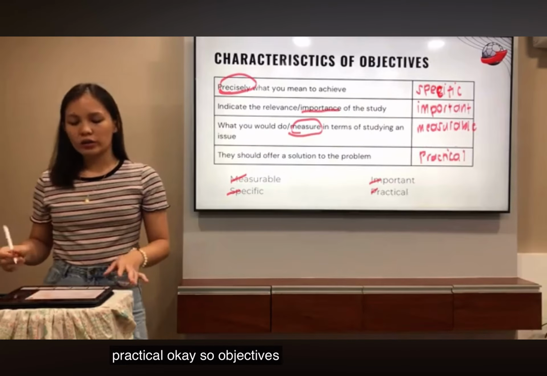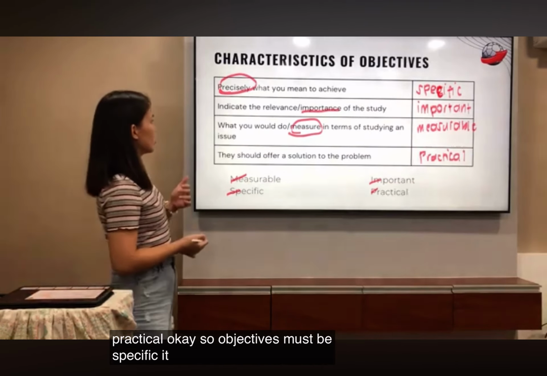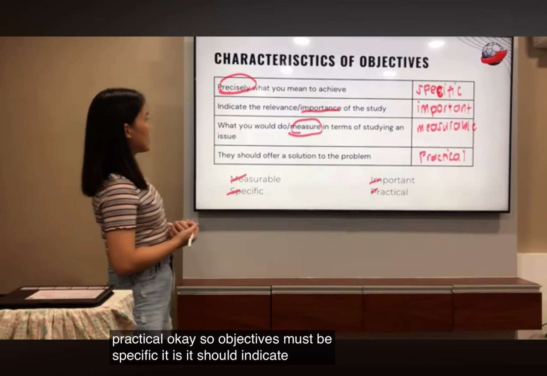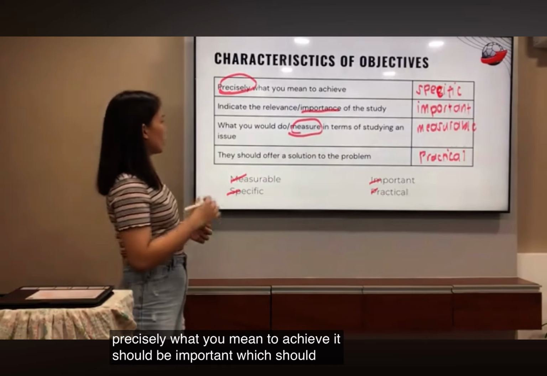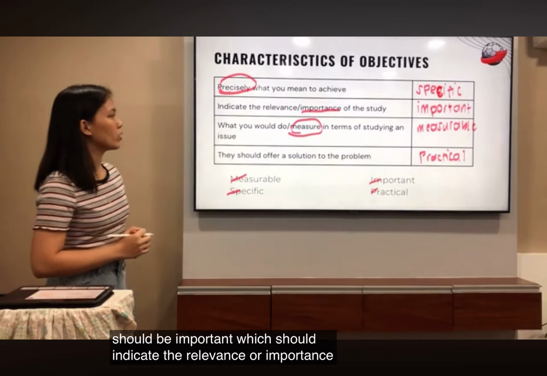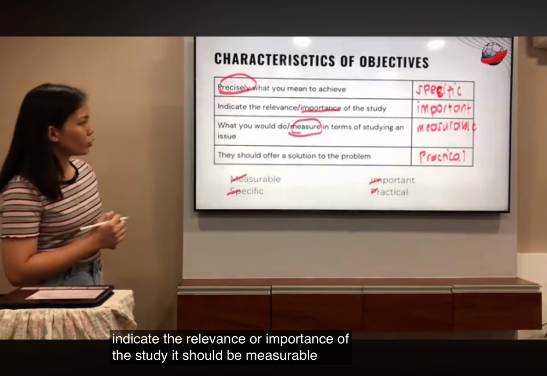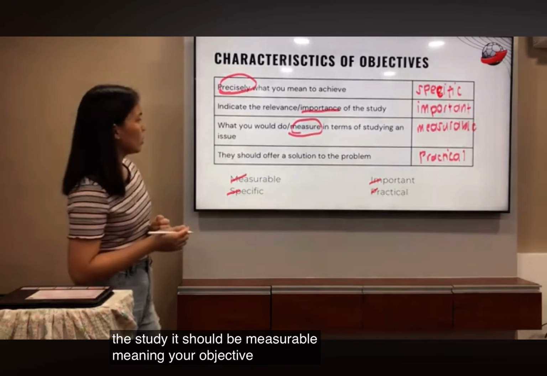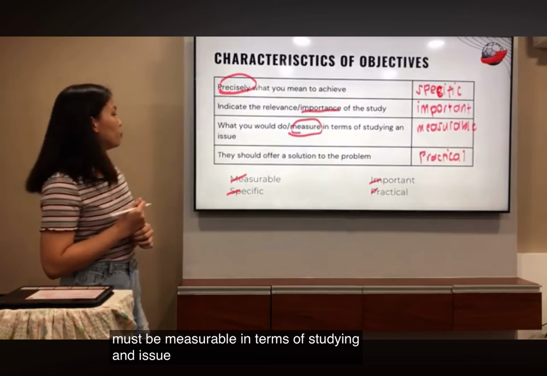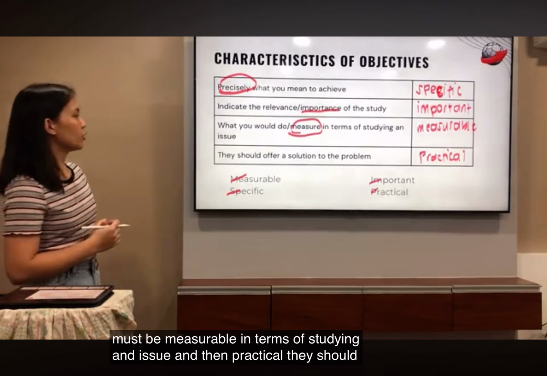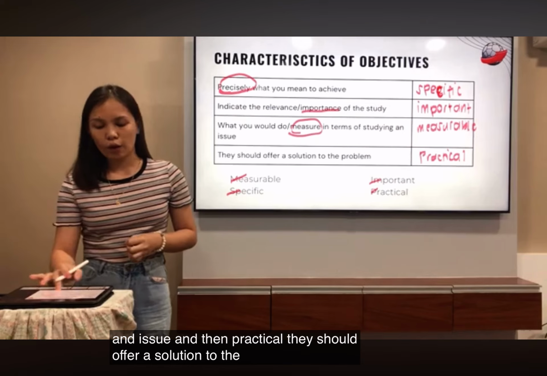Okay, so objectives must be specific. It should indicate precisely what you mean to achieve. It should be important. It should indicate the relevance or importance of the study. It should be measurable, meaning your objective must be measurable in terms of studying an issue. And then practical, they should offer a solution to the problem.